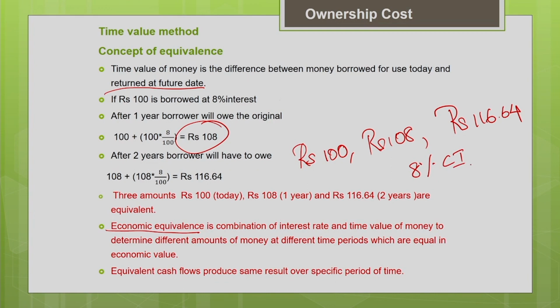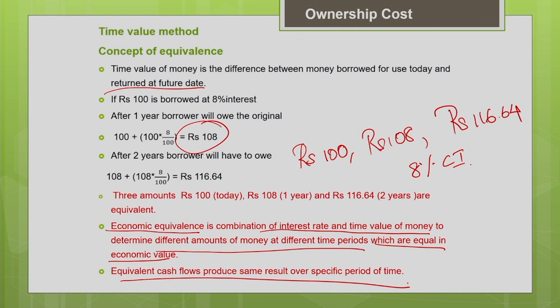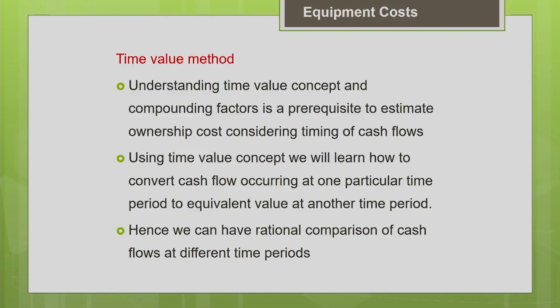So economic equivalence is a combination of the interest rate and the time value of money to determine different amounts of money at different time periods which are equal in economic value. These equivalent cash flows will result in the same result over a period of time. That is why we say they are economically equivalent. Though they are not equal, they are economically equivalent from an economic perspective. So in this time value method, you have to understand the time value concept and the compounding factors.